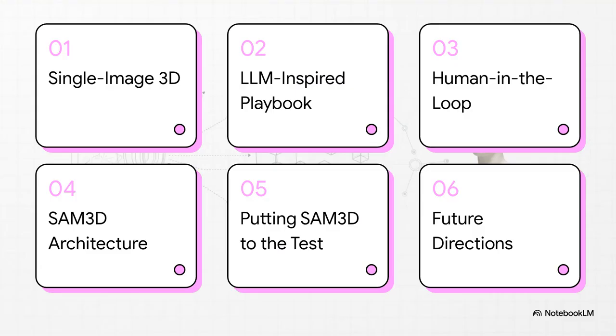All right, so here's the game plan for today. We'll start with why single-image 3D is so tough. Then we're going to unpack SAM3D's really clever training strategy, which is inspired by large language models, and we'll look at its secret weapon, this human-in-the-loop data engine. After that, we'll pop the hood on the architecture, check out the incredible results, and then wrap up with where this all goes from here.